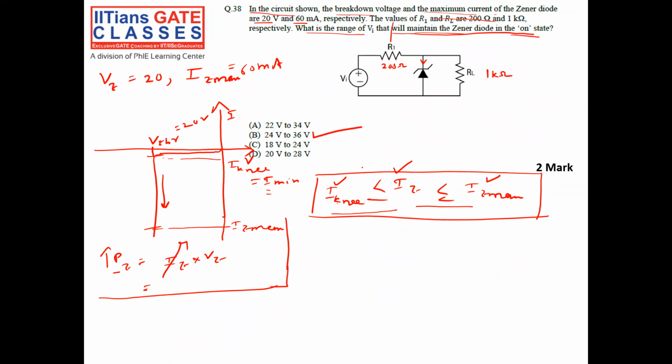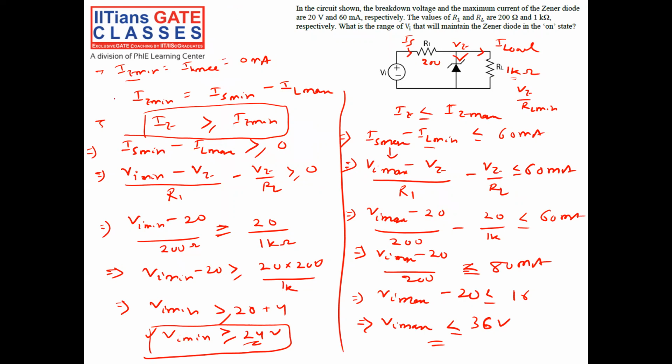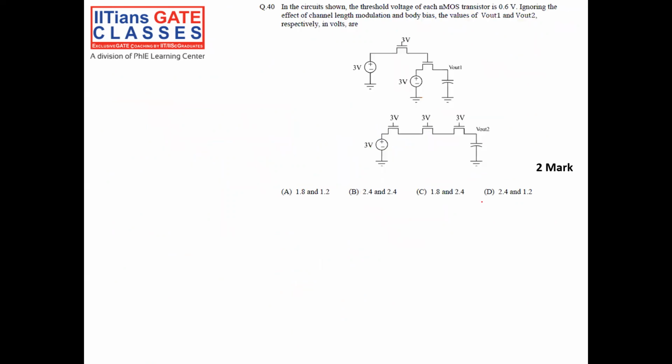So the most important point in order to solve this question is we have to know the Zener current should be between IZ minimum and IZ maximum. Another thing is these two equations, right? The IZ minimum is minimum source current minus maximum load current. Similarly, IZ maximum is maximum source current minus minimum load current, because generally students get confused at these two equations. Okay, let's see the next question.